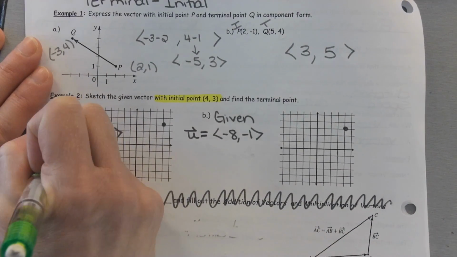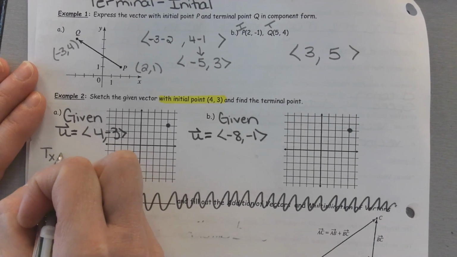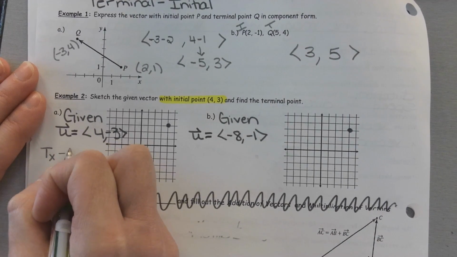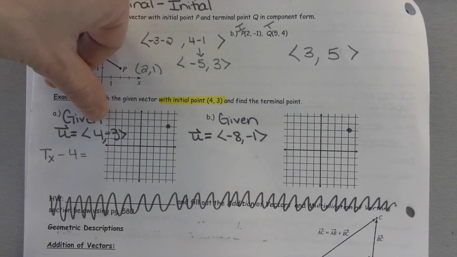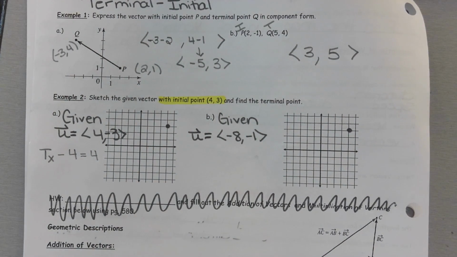So, my terminal value for x, remember it's terminal minus initial, equals the value from the component form. So let me say that again. I'm using the same formula that we used up here. We don't know where the terminal point is. That's what we're trying to find so we can graph it. The terminal point, whatever it may be, minus the initial, and again, we're looking at just the x component right now, is equal to 4.